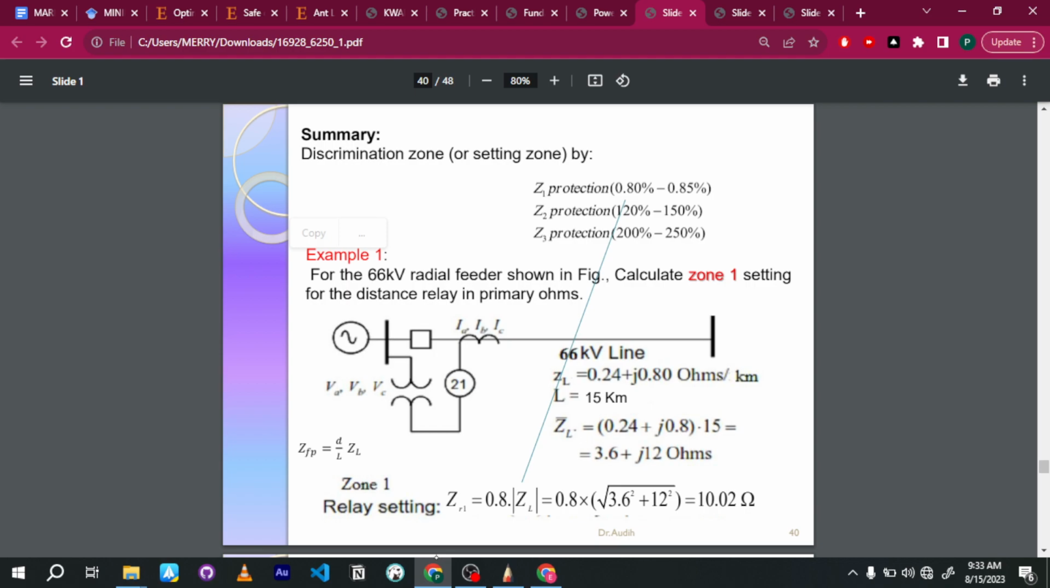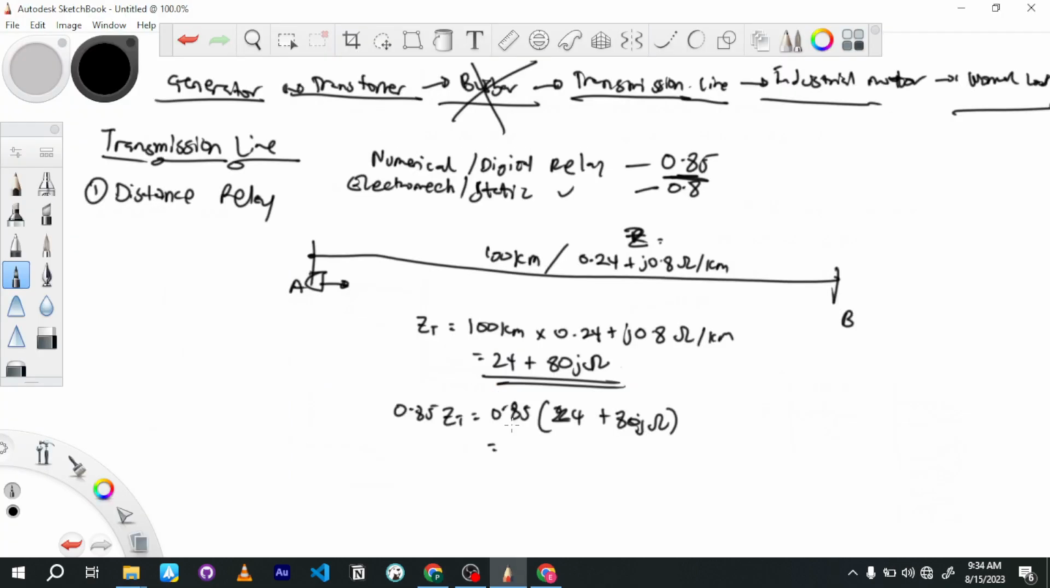So 0.85 times 24 gives me 20.4 + j68. That gives me my zone 1 setting, in ohms. But this is not the magnitude, so I actually have to find the magnitude by doing the square root of 20.4 squared plus 68 squared. That gives me the answer in ohms. So this is how we solve it.